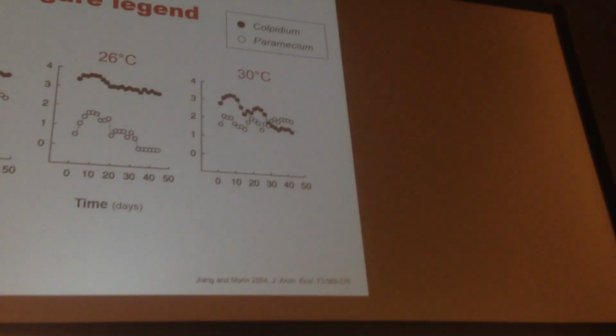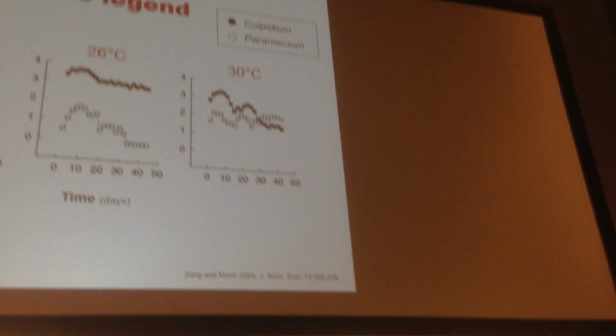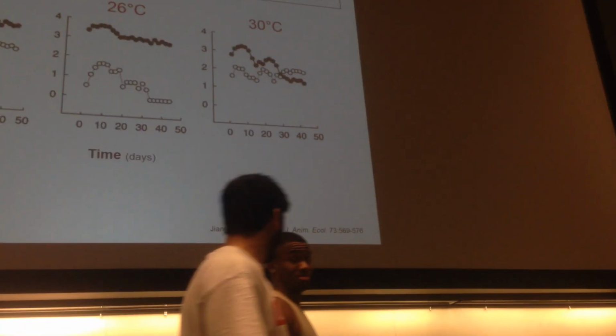It seems as though when the colpidium population went down slightly, the paramecium population was able to go up slightly.